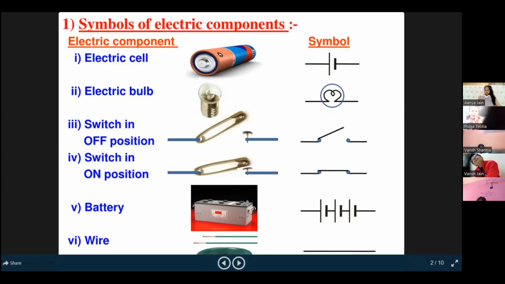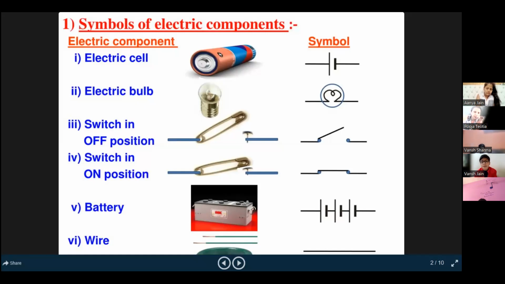So the symbol, like you can see, the symbol for electric cell is this symbol. Electric bulb, the symbol is on the screen. Switch on or off. This is the off position. The switch in the off position means the circuit is open. There is a gap in the switch. And when the switch is in the on position, there is no gap. The current is flowing. The circuit is closed.